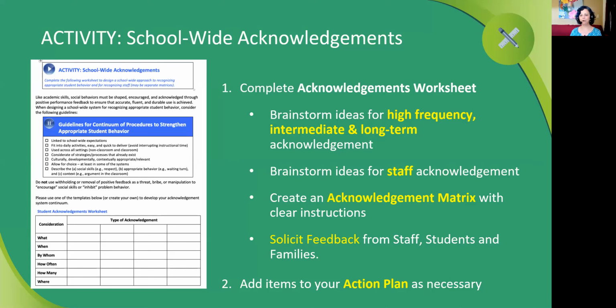You can get that off the platform or from your trainer. Brainstorm those high frequency, intermittent, and long-term acknowledgements. Remember, you want layers so everybody can benefit. Brainstorm some ideas for staff, and then create that matrix. Once you get things kind of rolling, make sure you solicit from students, staff, and families to make sure it's working right and you're offering things that they like, and then add to your action plan.